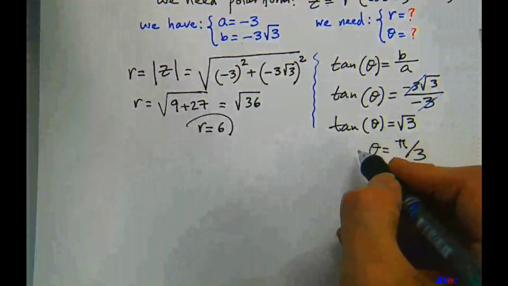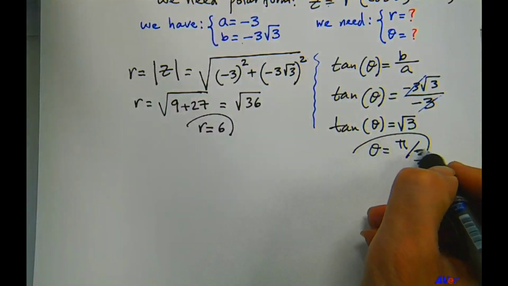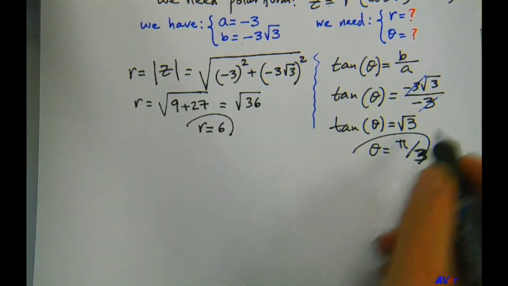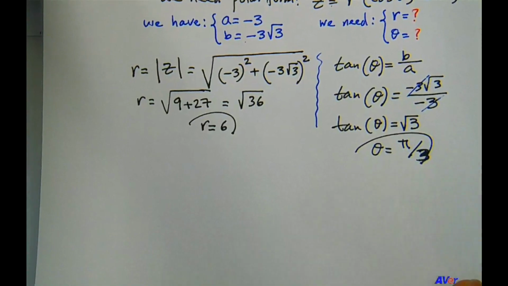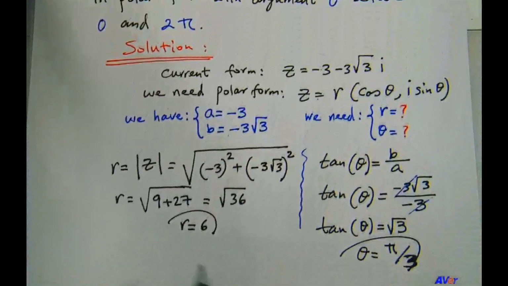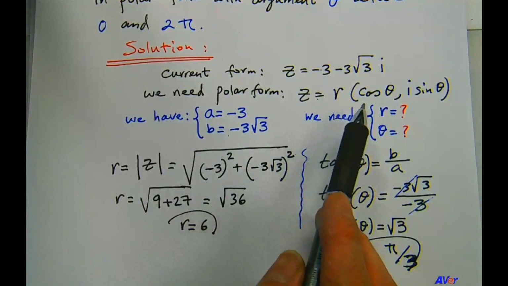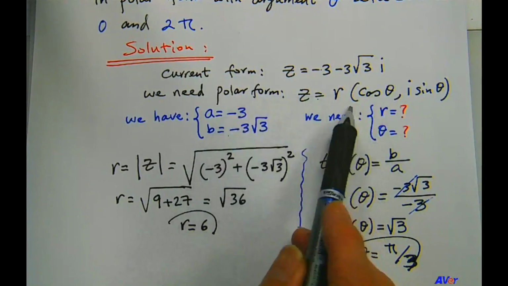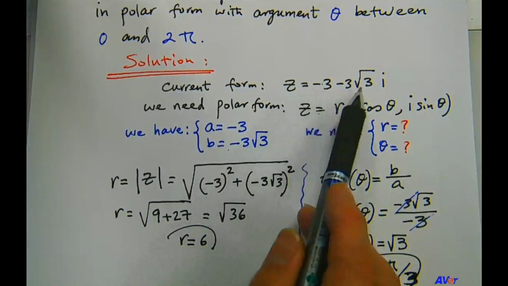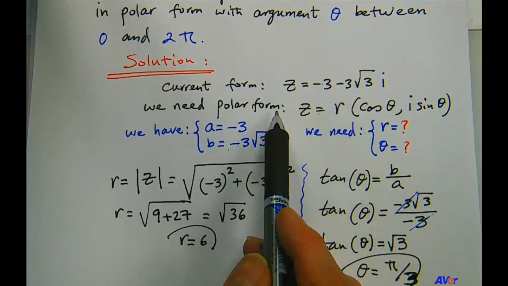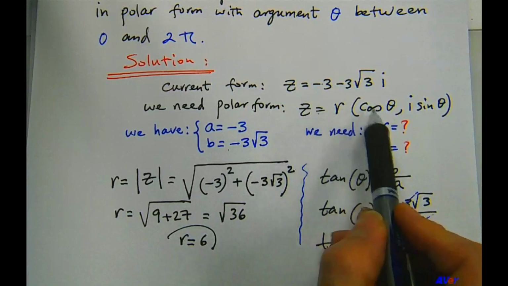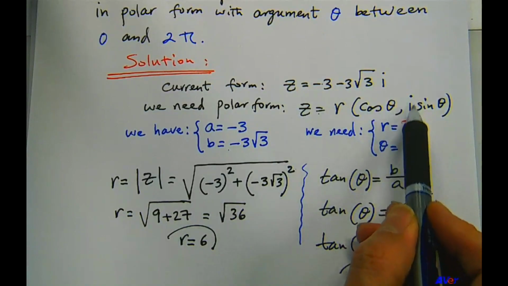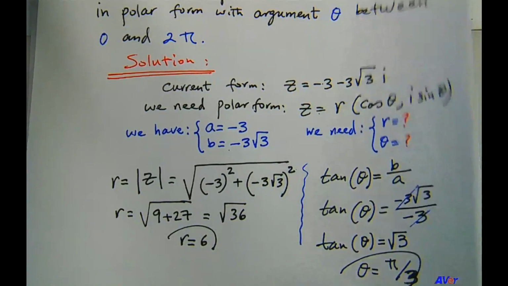Okay. So now we have that. And now we have the two pieces, r and theta, that we're going to need to write down the polar form for this original complex number. Okay, so let's do that. r times cosine theta, plus i sine theta.